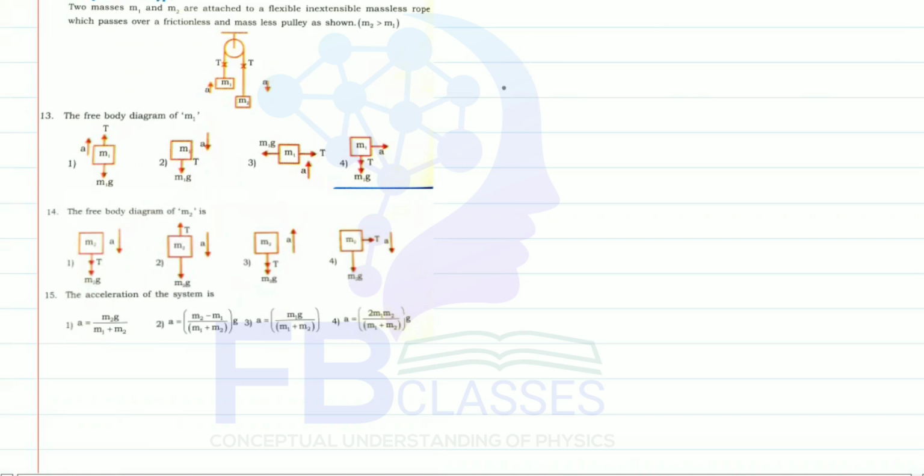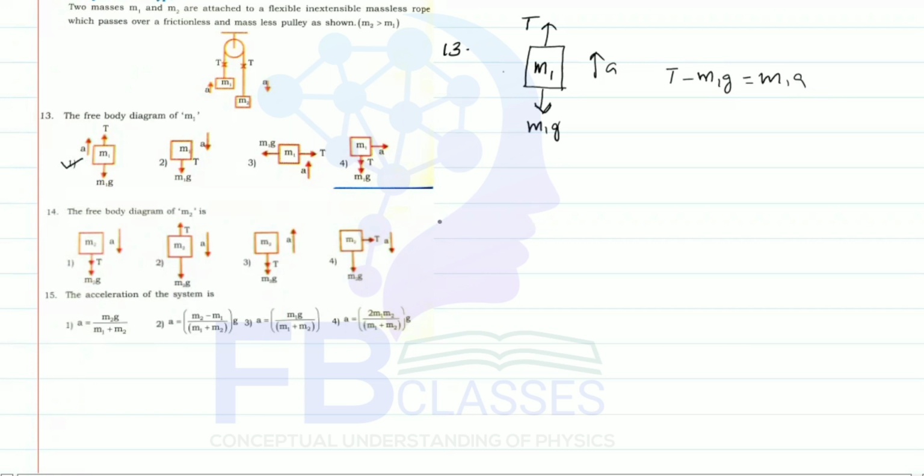Dear student, this is a comprehension type question. So actually he asked the free body diagrams in the 13th question. So I am going to draw the free body diagram from the given diagram. So this is M1. So upward is T and downward is M1G. So here the acceleration is in the upward direction, because M2 is greater than M1. So tension T minus M1G is equal to M1A. So actually for the free body diagram, the first option is the correct option.